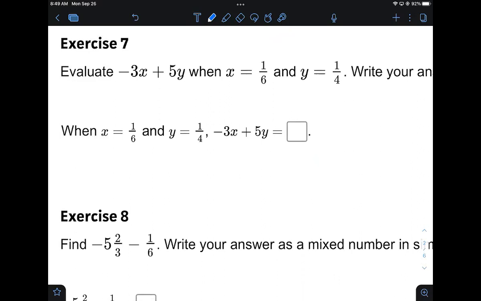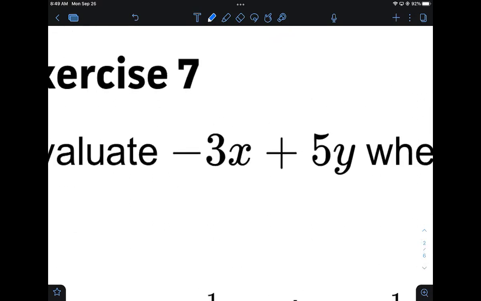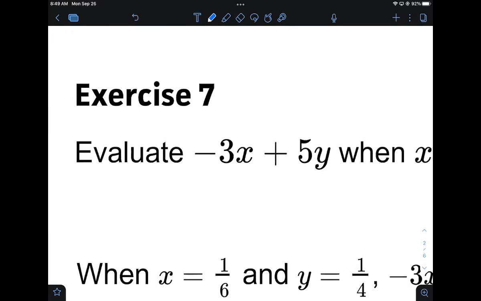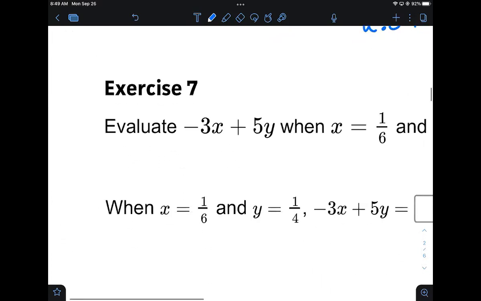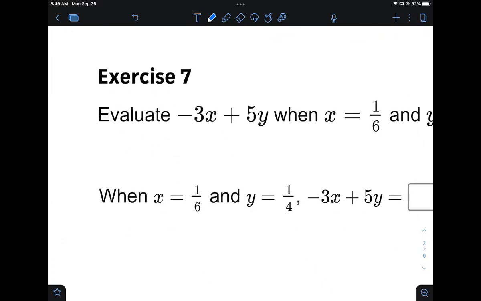Number 7 says negative 3x plus 5y. Evaluate it when x is 1/6 and y is 1/4. Before I plug anything in, can you tell me what negative 3 is doing to x right now? Multiplying. Can you tell me what 5 is doing to y? Also multiplying. So when I plug in 1/6 for x, it doesn't become negative 3 and a 1/6. It says negative 3 times 1/6.